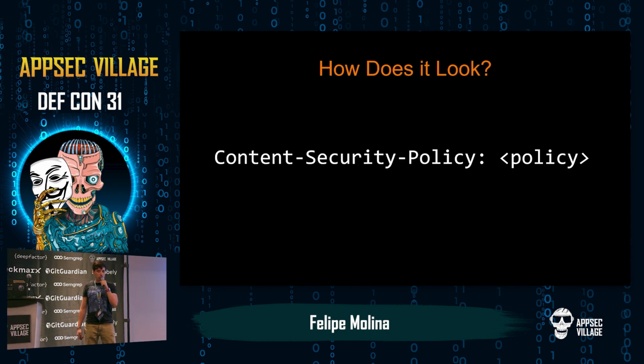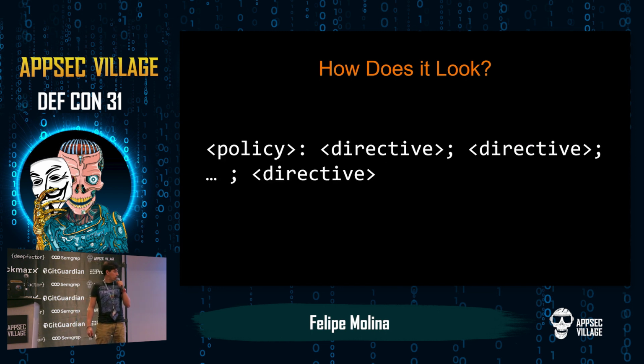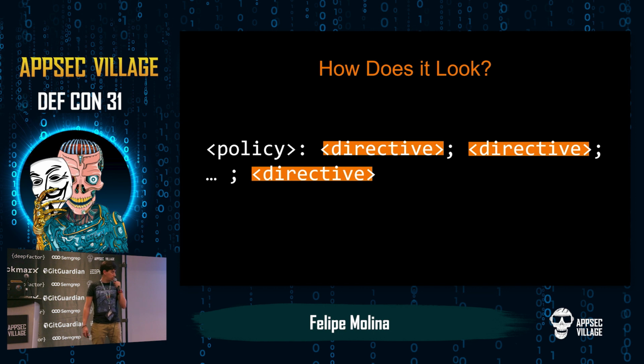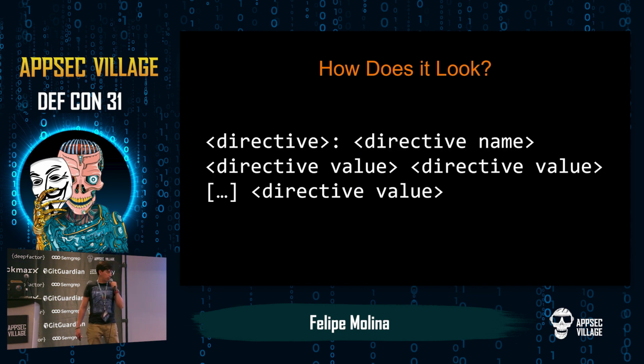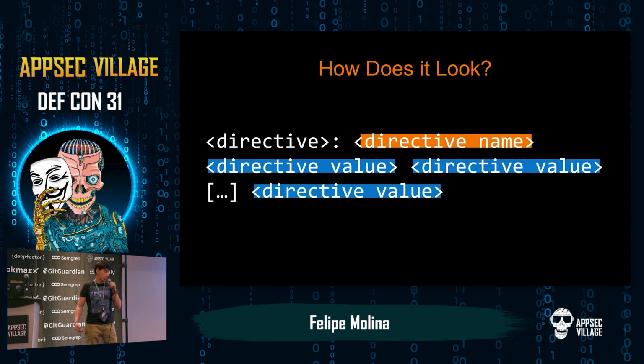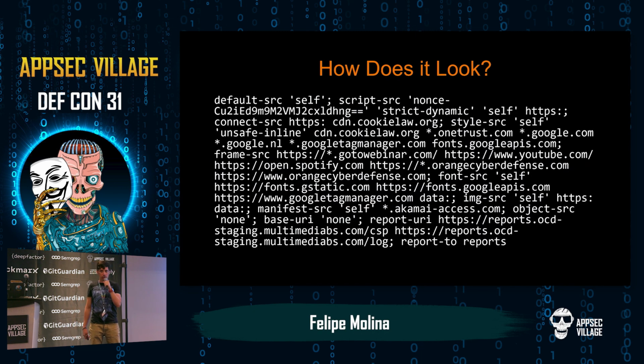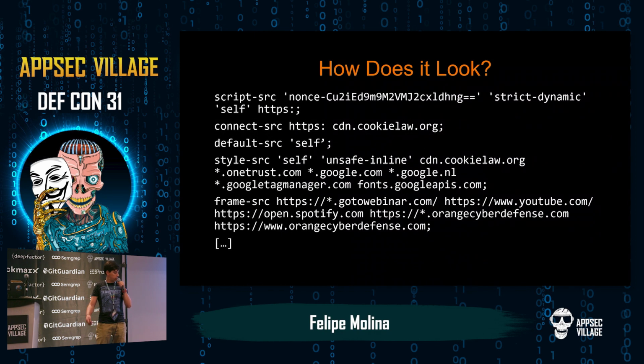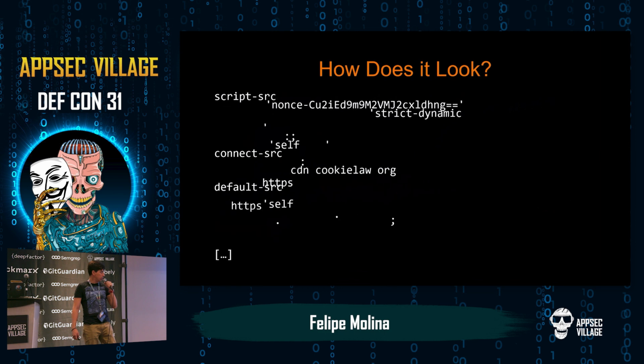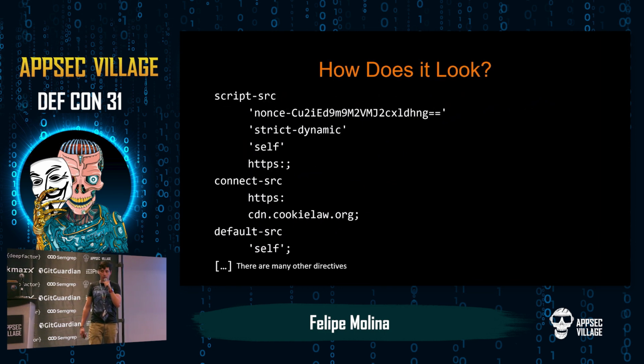How does it look? If you go to a site that has content security policy enabled, you would find this header in the response: Content-Security-Policy followed by the policy itself. The policy is separated into different directives, each directive separated by a semicolon, and each directive has a directive name separated by a space from zero or more values. This is the structure. When you go to a random site on the internet, you find this in the response, and if we structure it by separating by semicolons and spaces, this is how it would look.